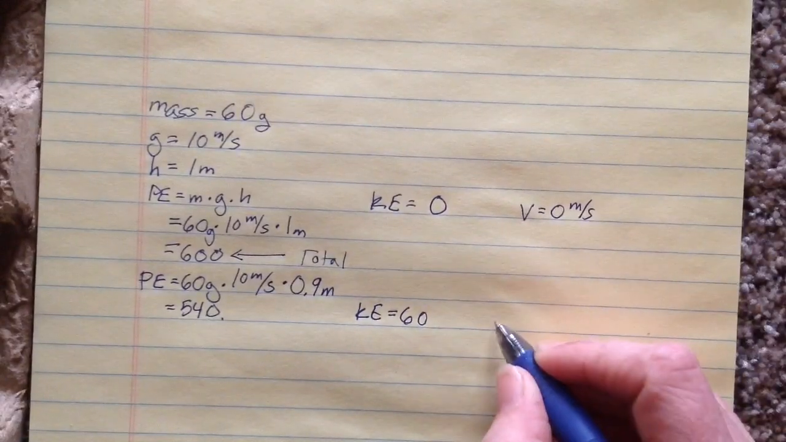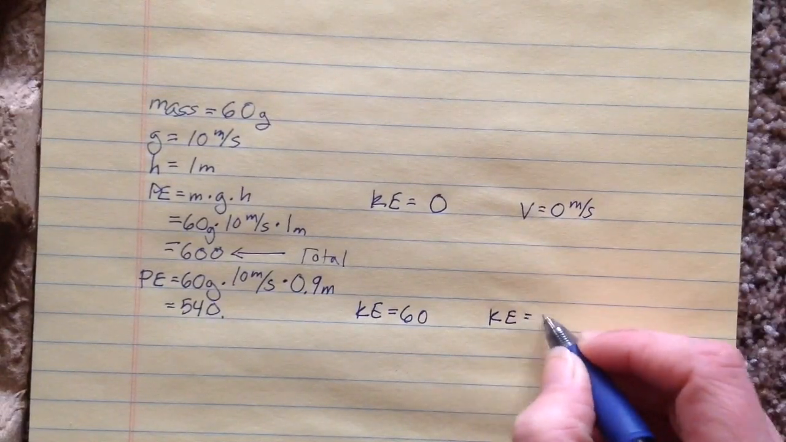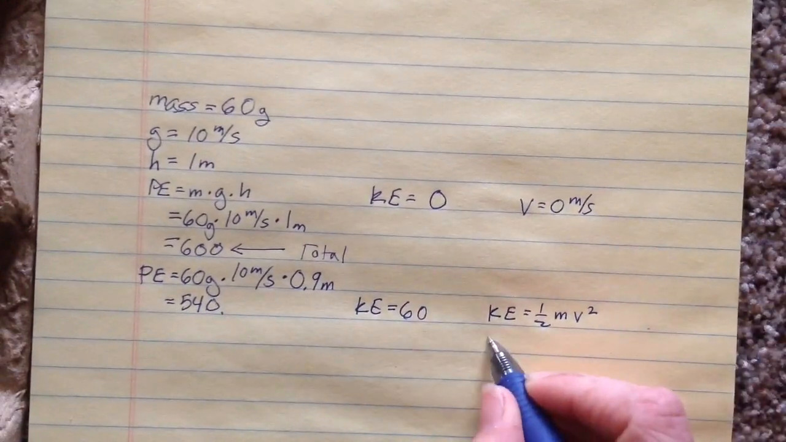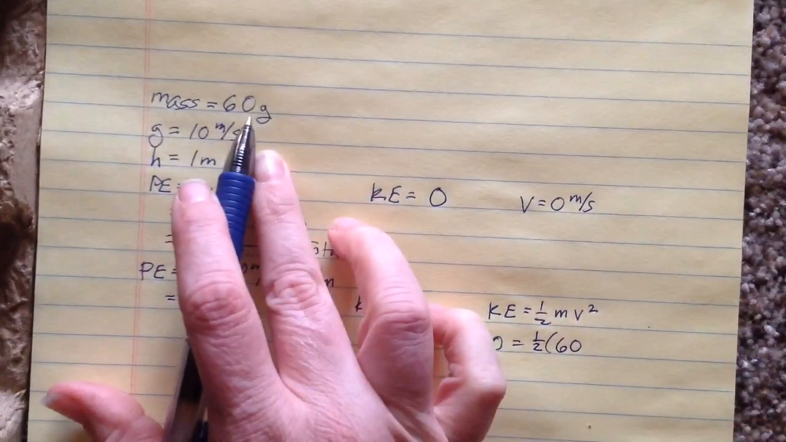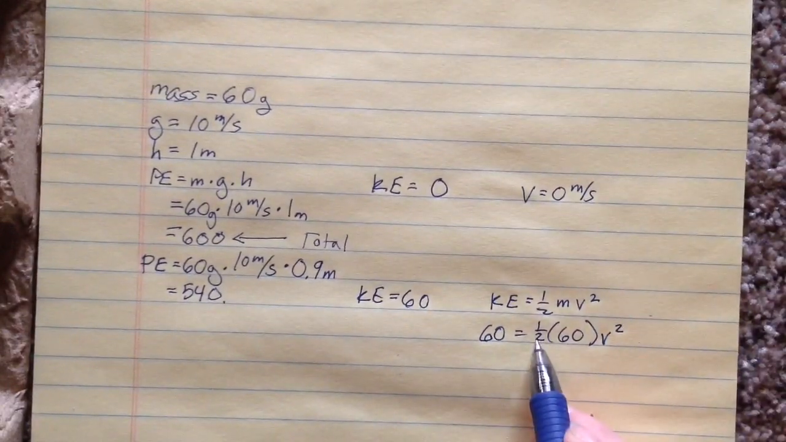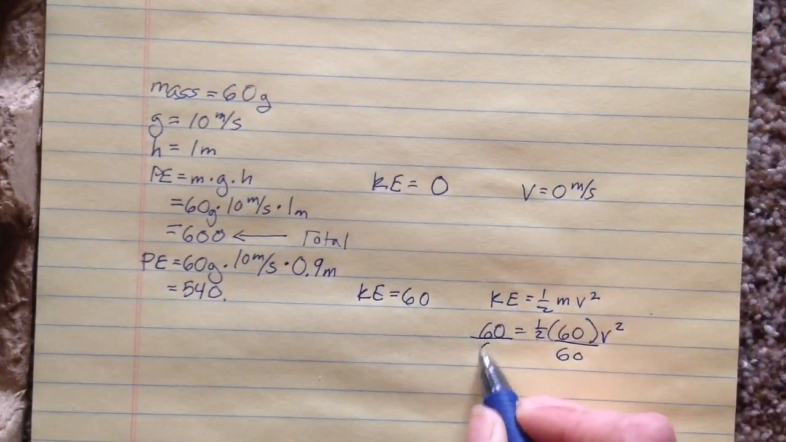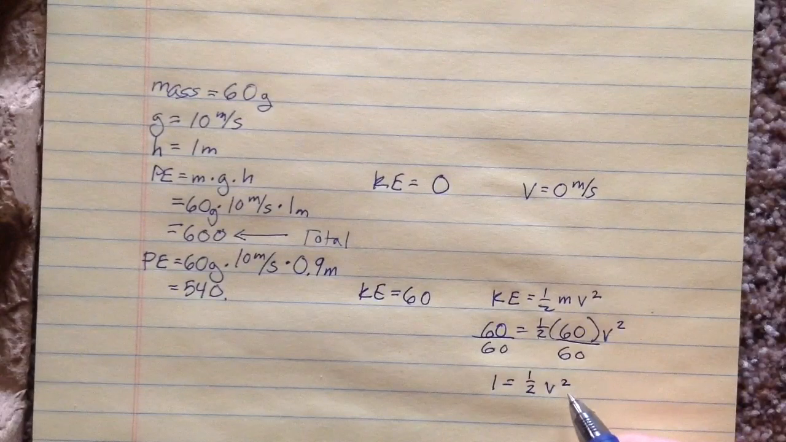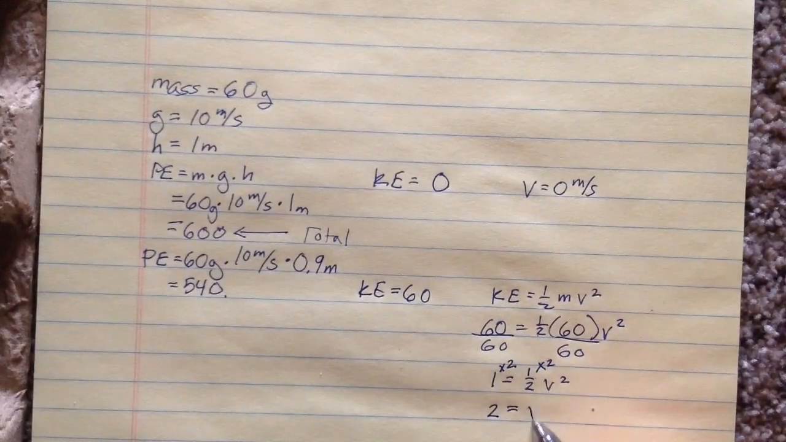So when my kinetic energy is 60, to find my speed, I use my kinetic energy equation. This is kinetic energy equals 1/2 times the mass times speed squared. So my kinetic energy is 60 equals 1/2 times 60 grams for my mass times v squared. Now you could solve by multiplying 1/2 times 60 and getting 30, but I'm going to just start by dividing each side by 60. 60 divided by 60 is 1, so I get 1 equals 1/2 v squared. To get rid of 1/2, I multiply each side by 2, and I get 2 equals v squared.